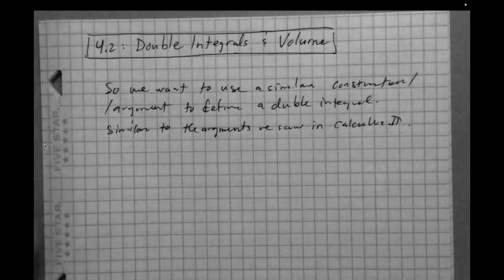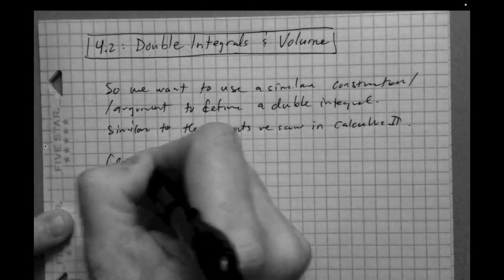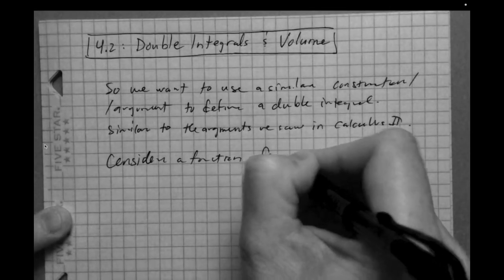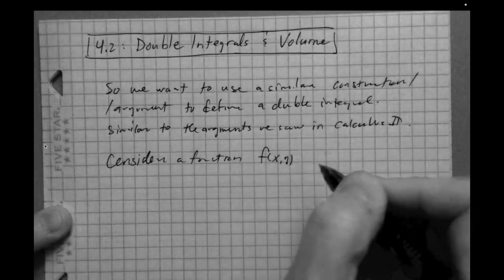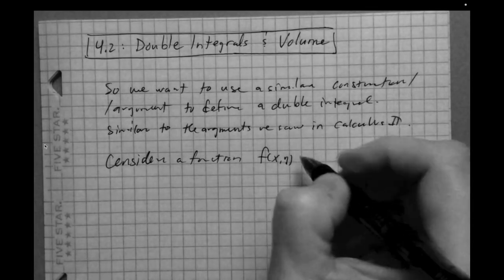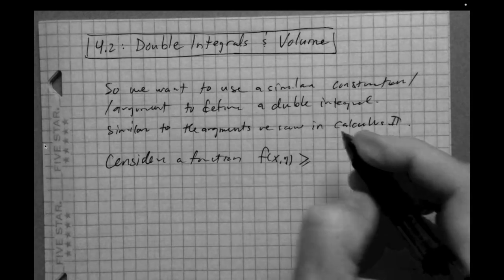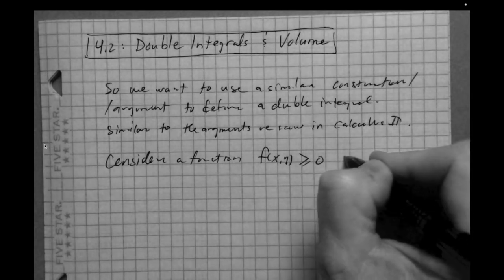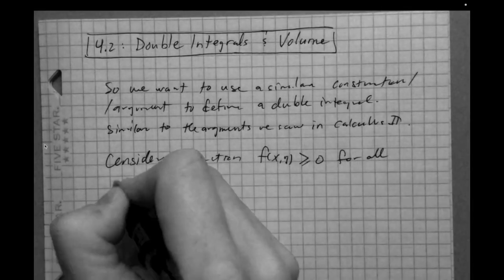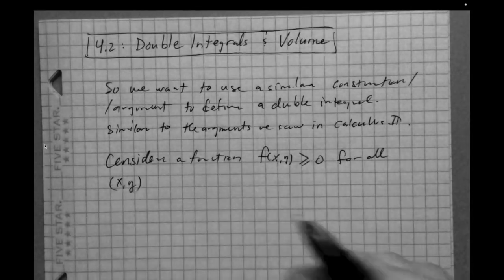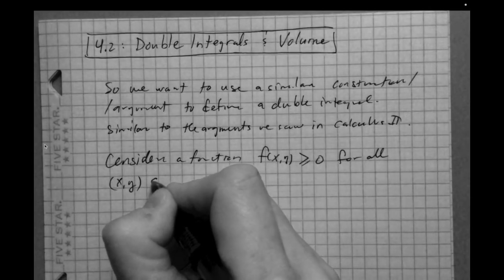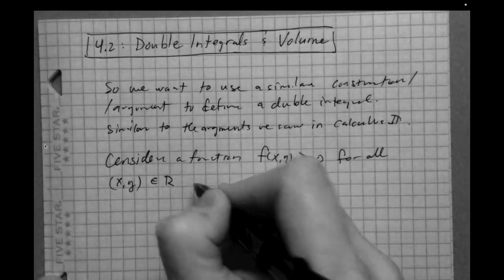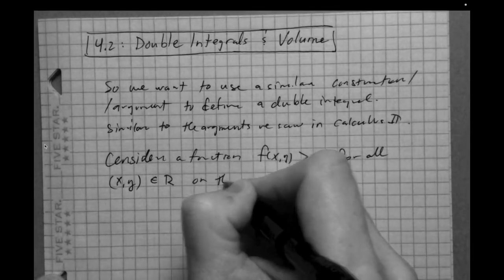So we want to consider a function f of xy, and specifically, we're going to make this function non-negative for all xy defined in some region we'll call R. And this region R is going to be on the xy plane.